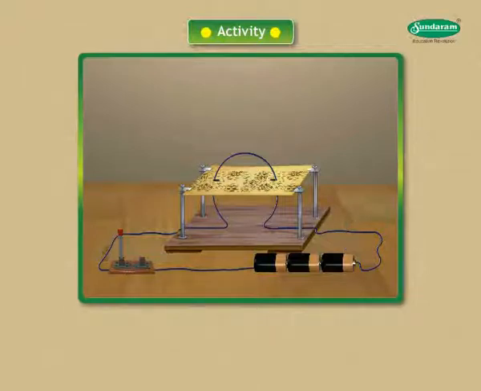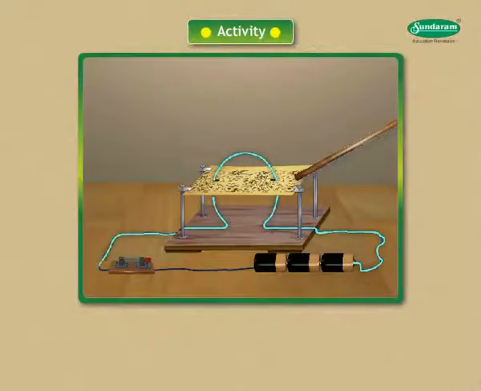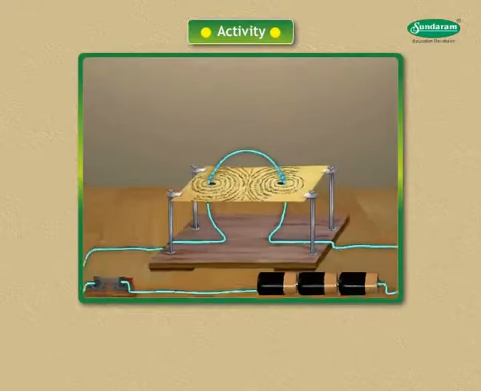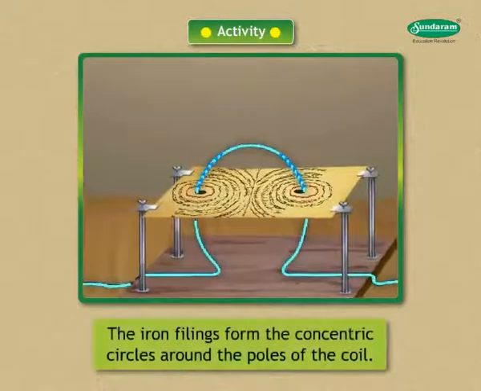Sprinkle iron filings uniformly on the cardboard. Plug the key. Tap the cardboard gently. Observe. As the key is plugged, the iron filings form the concentric circles around the poles of the coil.